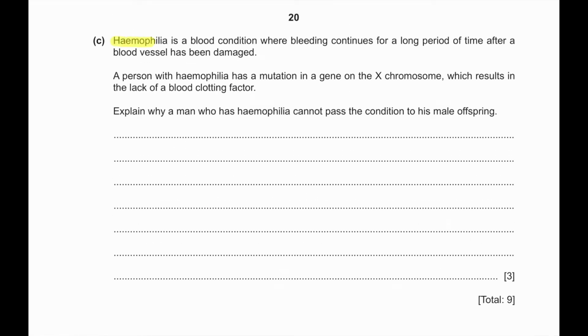C. Hemophilia is a blood condition where bleeding continues for a long period of time after a blood vessel has been damaged. A person with hemophilia has a mutation in a gene on the X chromosome, which results in the lack of blood clotting factor. Explain why a man who has hemophilia cannot pass the condition to his male offspring.